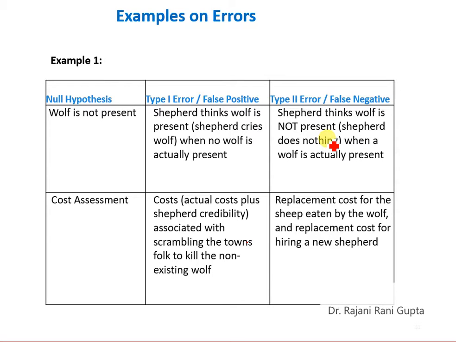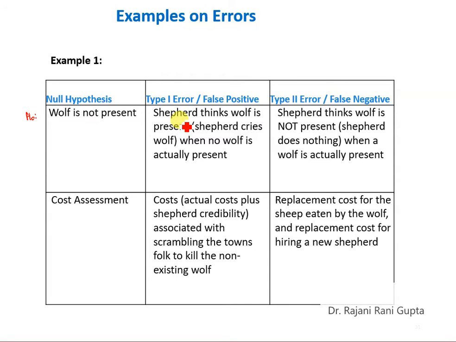Let us consider an example. I hope you remember the old story. There is a shepherd who is a very naughty boy. He went to the hills with the sheep, and he was always shouting to the villagers that a lion is coming, a wolf is coming, please come and protect me and protect the sheep. Suppose the null hypothesis H naught is that the wolf is not present. So what will be the type 1 error here?